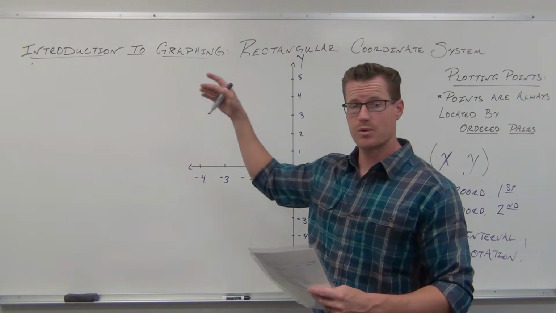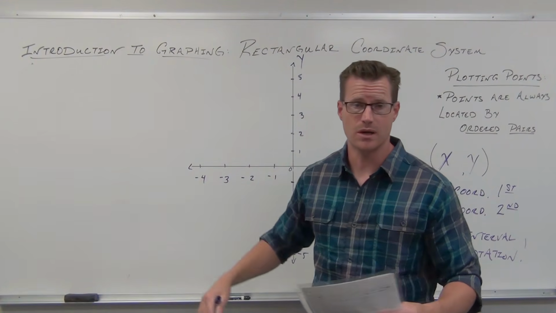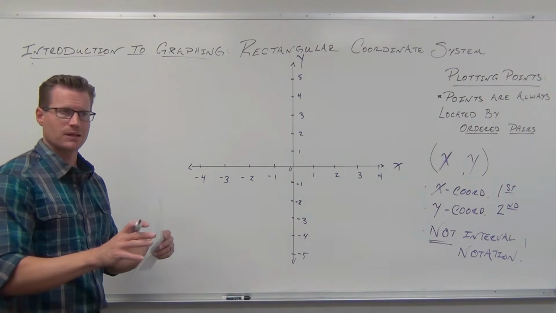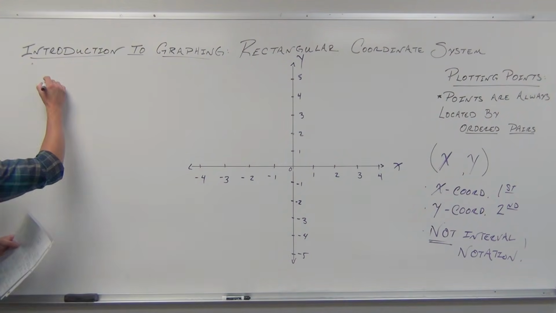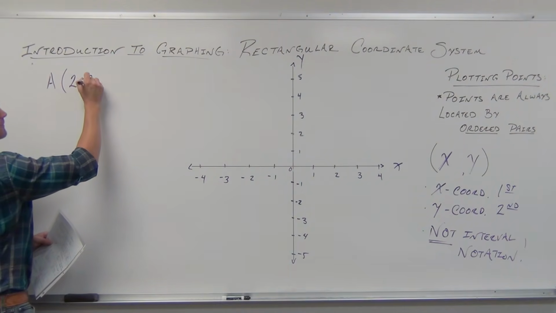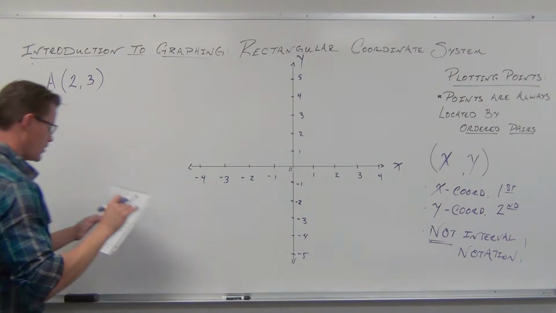I'm going to put them all up there. If you want to jump ahead, pause the video, and just see if you got them right, that's great. If you've had exposure to this, you probably know at least a little bit about how to go about it. So let's talk about point A. I want point A to be the ordered pair 2, 3. We'll talk about the relationship in a moment.